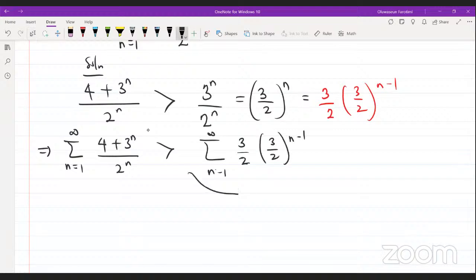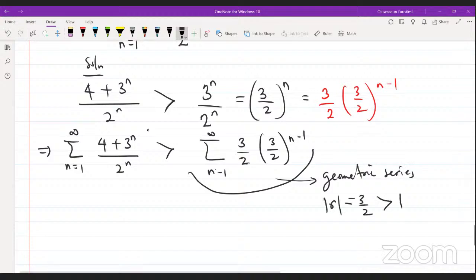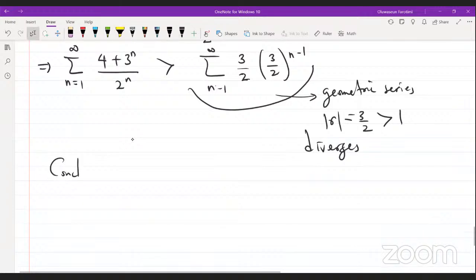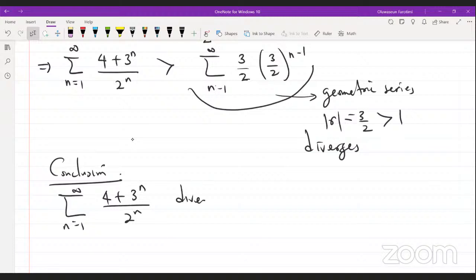So what do we know, guys? This guy is a geometric series. My r is 3 over 2. This is bigger than 1. What do we say, guys? Diverges. So what's going to be my conclusion? My conclusion is that the given series, which is this guy on the left, diverges. Do I stop there? Not quite. I'm going to tell us the test: by the comparison test.